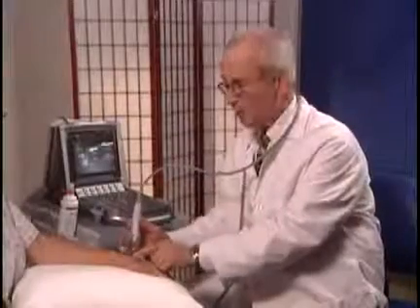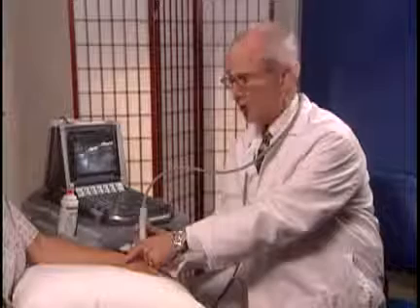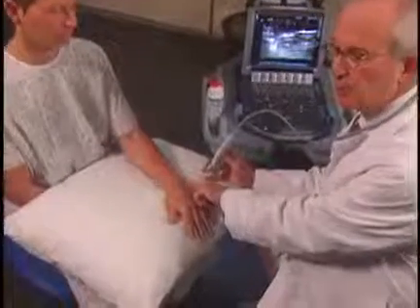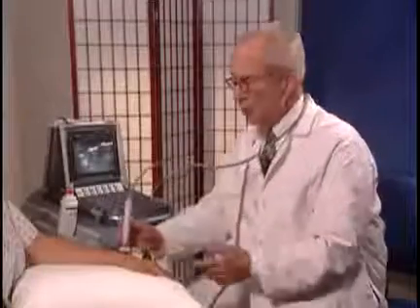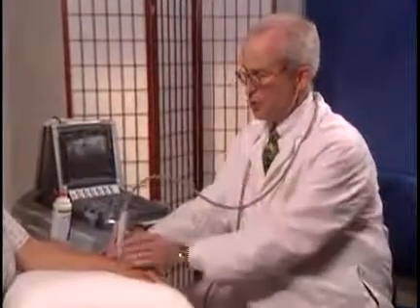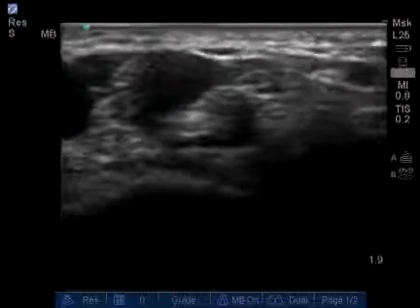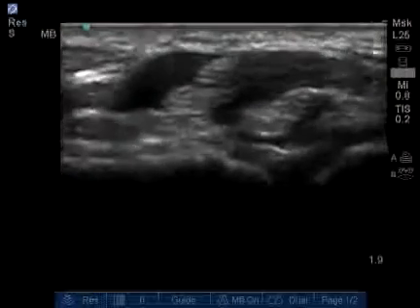There are 6 compartments, beginning with the first compartment at the base of the thumb and the 6th compartment near the ulnar styloid. When we look at the wrist structures, we're looking not only at tendons and bones, but we're also looking at a multitude of joints.